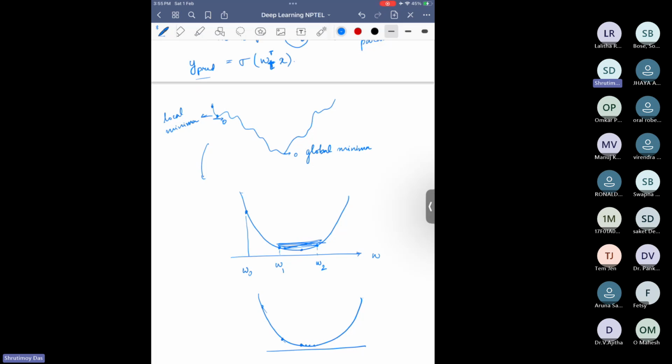So if you take a large step size, suppose this is your loss function. Suppose at once you go from here to here, once you go from here to here, and then you decrease your step size. Then you go to here, then you go to here, and then eventually you may get to the global minimum. So that is one way where you may be able to get the global minimum.